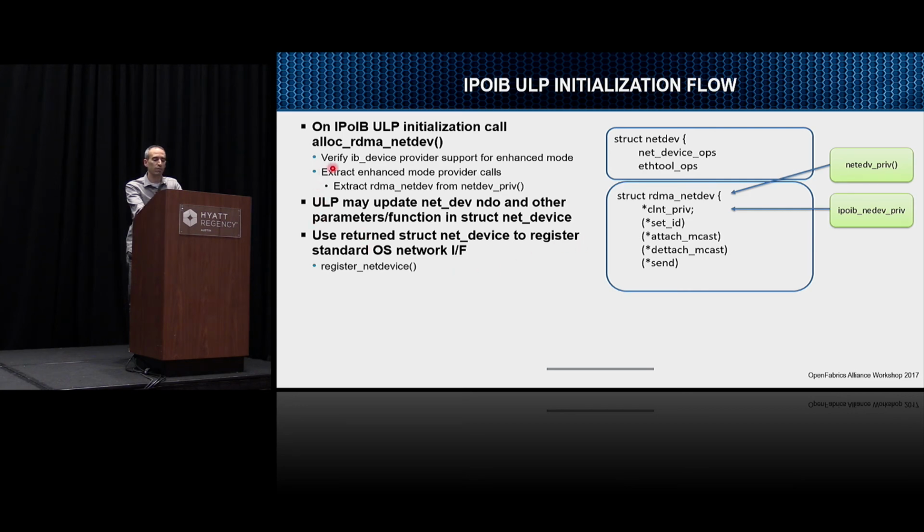After getting the RDMA device, the ULP can update NDOs or change parameters in the returned net device, and only then calls the Linux kernel register net device and registers its net device towards the stack.